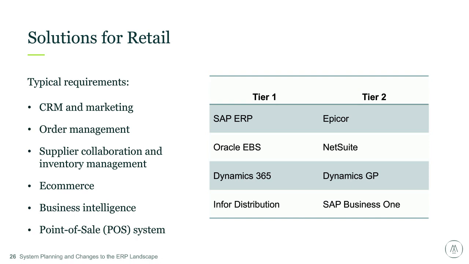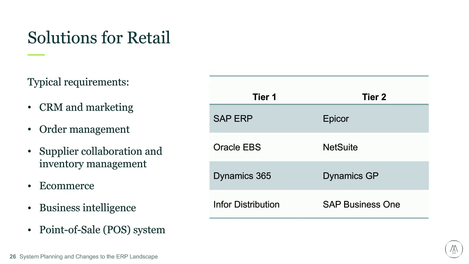For the retail industry, the typical requirements that we see are CRM and marketing, order management, the ability to collaborate with suppliers, and inventory management is also standard. We sometimes see e-commerce requirements. If the company has a retail store, you may also see a need for an integrated point of sale system.